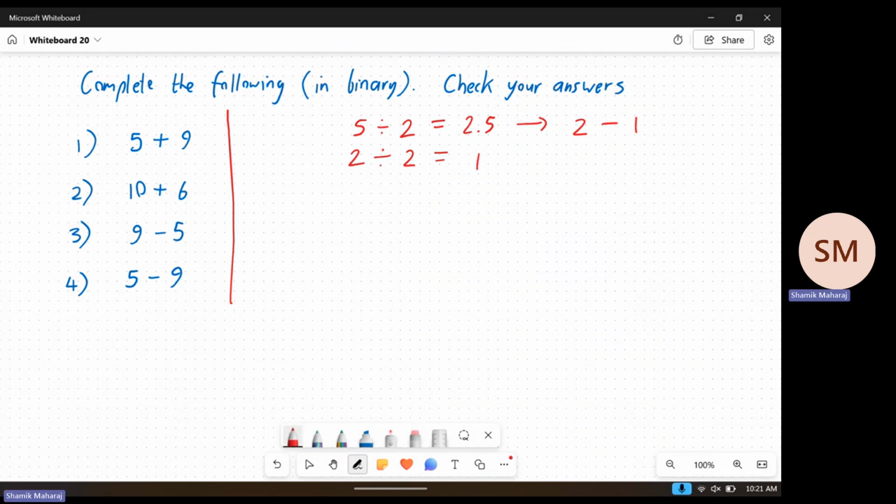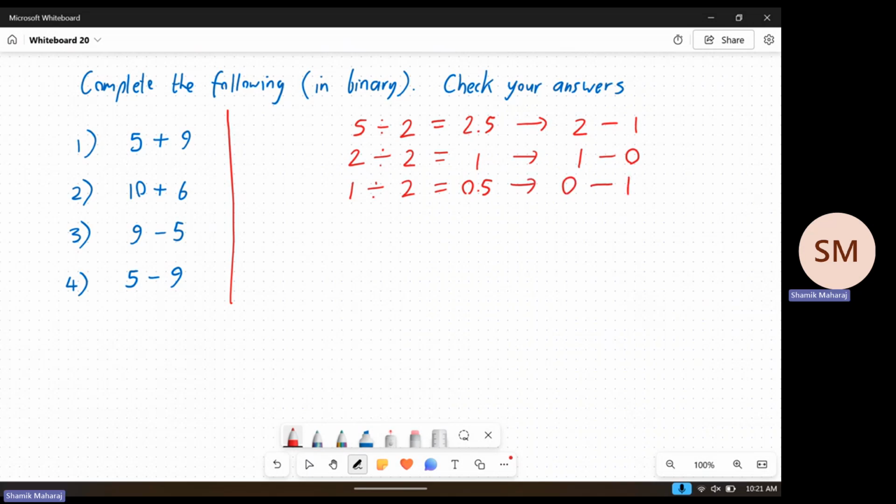Let's do that again, 2 divided by 2 is 1. And that's 1 with no remainder. So 1-0, there's no remainder there, so we write 0. Then we take our new answer, which is 1. We do the same thing, divide by 2. That will give us 0.5. So that is 0 with a remainder of 1.